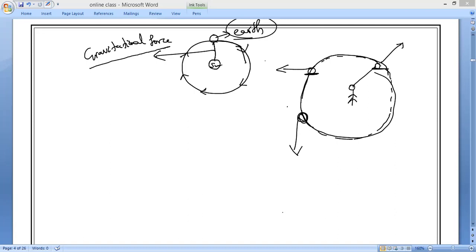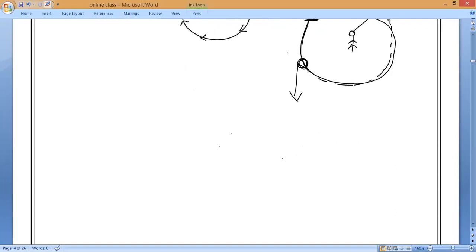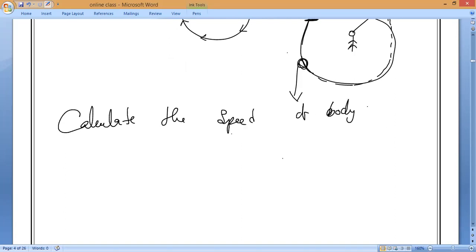Now, when the body is in uniform circular motion, how do we calculate the speed? What is the formula, what is the distance, what is the displacement? That is all we will study now. Shall we start, everybody? Please keep heading: calculate the speed of a body in uniform circular motion.